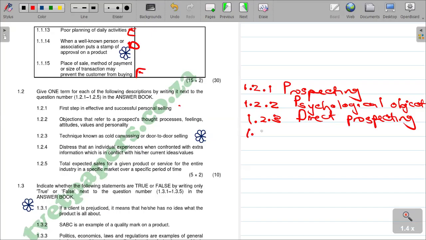Right. Let's go to 1.24. Distress that an individual experiences when confronted with extra information which is in conflict with his or her current ideas or values. We call it cognitive dissonance.